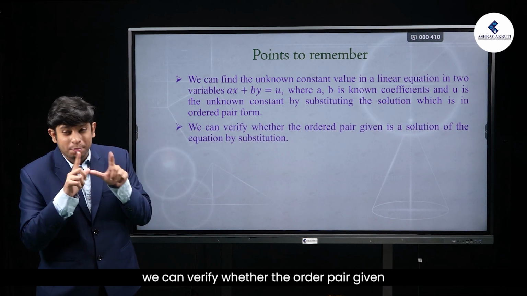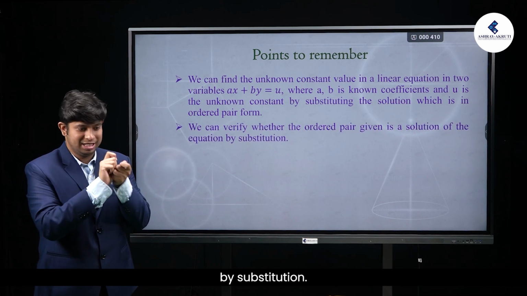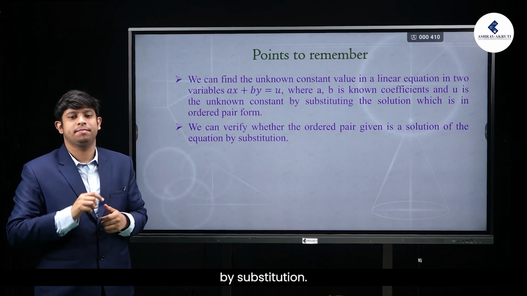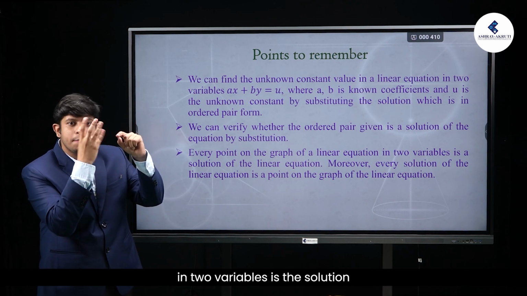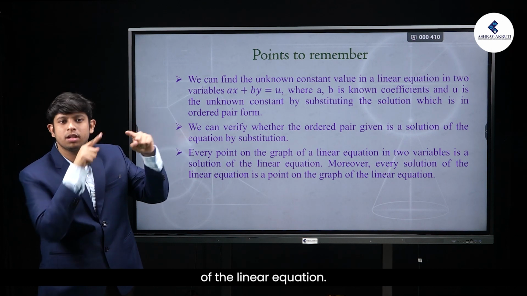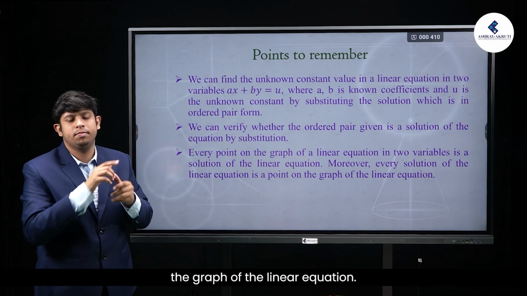We can verify whether the given ordered pair is a solution of the equation by substitution. Every point on the graph of a linear equation in two variables is a solution of the linear equation. Moreover, every solution of the linear equation is a point on the graph of the linear equation.